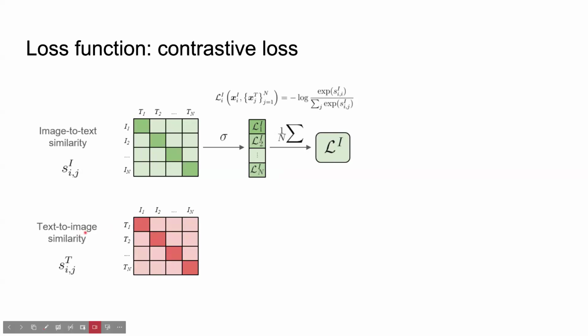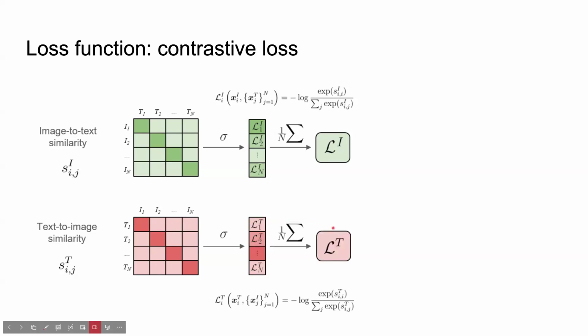For the text to image similarity, it is very similar. Again, we apply the log softmax operation to all of the rows. We have one loss for each text. And then the overall text contrastive loss is just the mean of all the values. And the final loss for the batch is just the average between the image contrastive loss and the text contrastive loss.